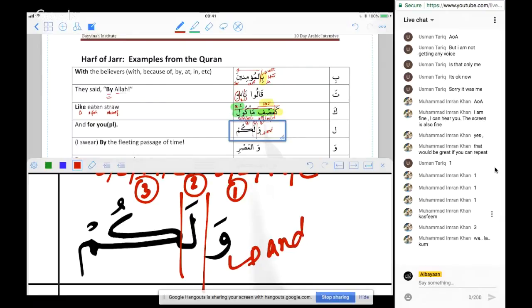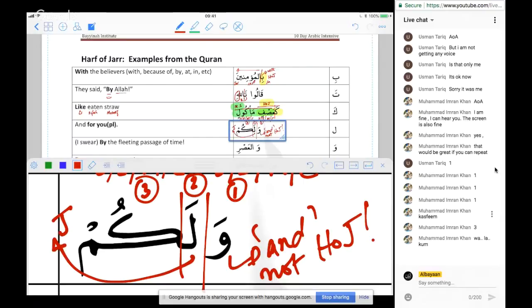It's not a harf of jar. Then we have la, and I see immediately a pronoun, and this pronoun is either a nasab or jar form. I need to find which status it is. Is it nasab or jar? I know lam is one of the harf of jar. Therefore, this is an ism in jar, jar because of this lam. That makes it jar. This is overall a harf of jar fragment.